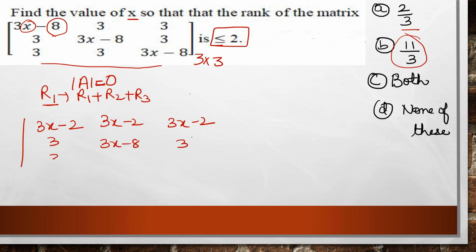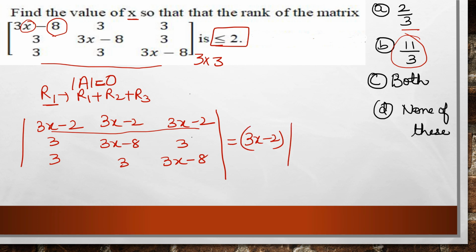Fine. Now can you take this 3x minus 2 common? So just take 3x minus 2 common from this determinant. See, this is the difference between a matrix and a determinant. In case of a determinant, you can take something common from a single row or single column. But in case of a matrix, if you are taking something common, that should be common from each and every element of the matrix. Right? Now this is what we get.